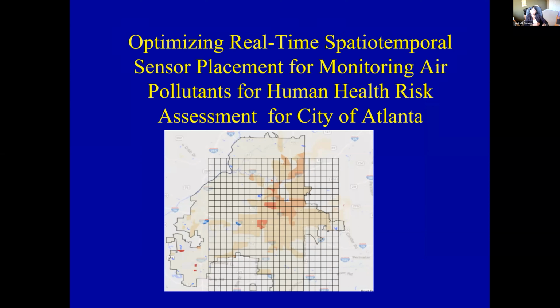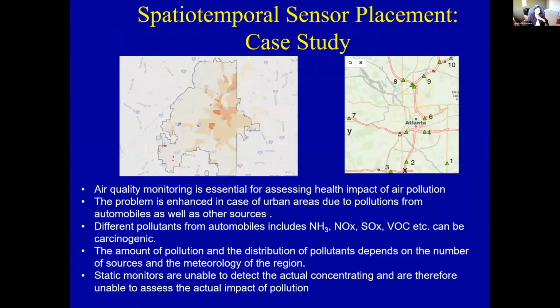monitoring air pollutants for human health risk for the city of Atlanta. Okay, this data we have collected is real-world data for Atlanta. One of the things is that air quality is essential for assessing the health impact of air pollution. The problem is enhanced in urban areas due to pollution from automobiles. So there are different sources of pollution. There are power plants and things.